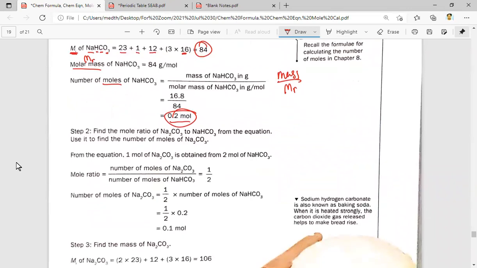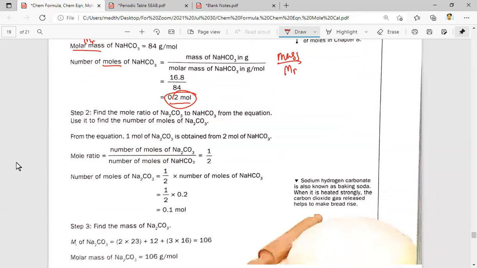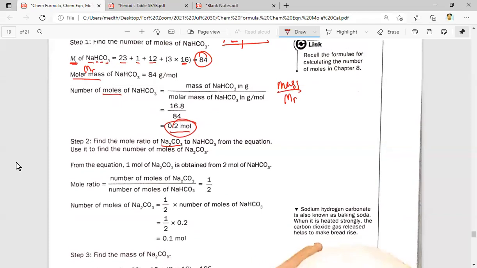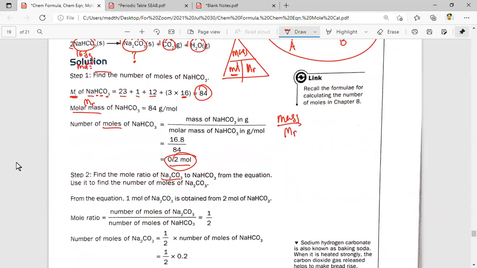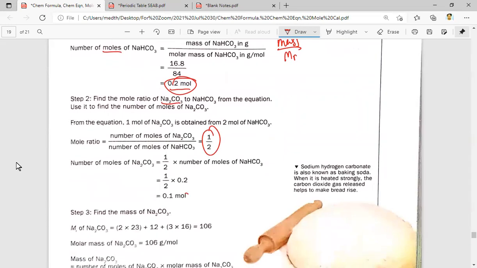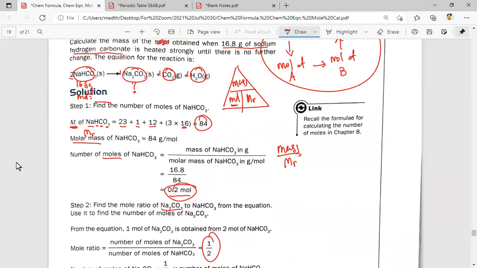So once I've found the number of NaHCO3, 0.2. Okay, next thing I can find the number of moles of Na2CO3. Why? Because 2 NaHCO3 give me 1 Na2CO3. So next thing I need to multiply by the mole ratio. So number of moles of Na2CO3 over number of moles of NaHCO3. I realize it's a mouthful. Okay. So you take the half multiplied by 0.2, you know that the number of moles of Na2CO3 produced is 0.1. So you realize at this step here, you actually multiply by the mole ratio.